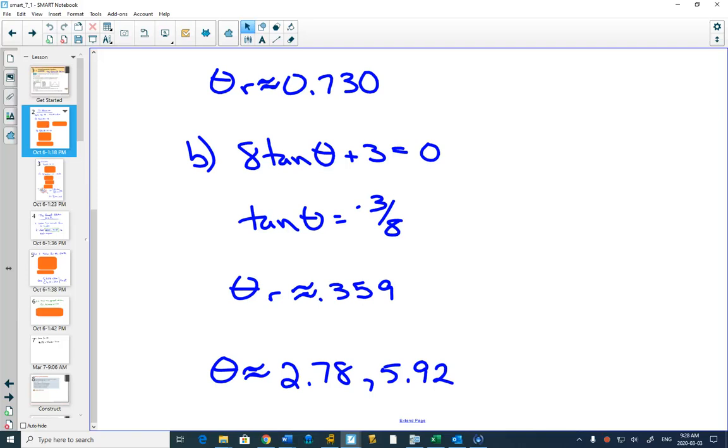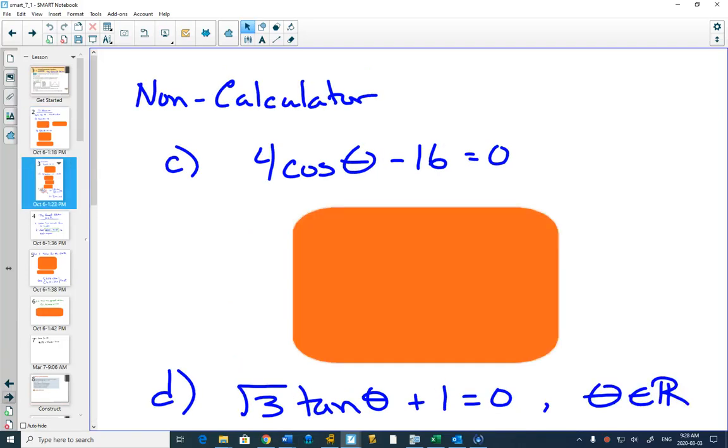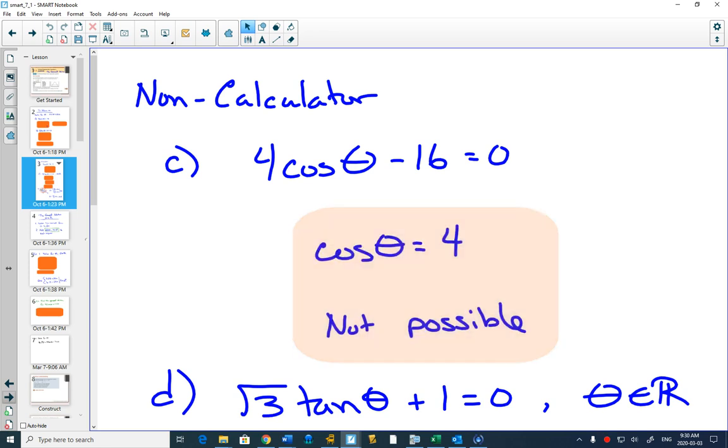Next ones are non-calculator. Okay, so you got cos theta equals 4. That's not on your pi plate. But cos means what over what? Adjacent over hypotenuse. So the adjacent is 4. Your hypotenuse would be 1. That's not possible. And that's why you can do it without your calculator.